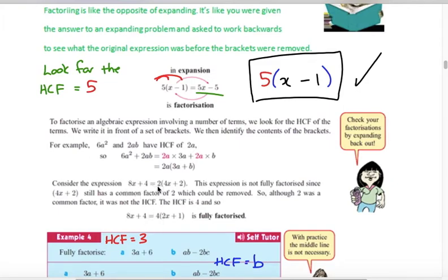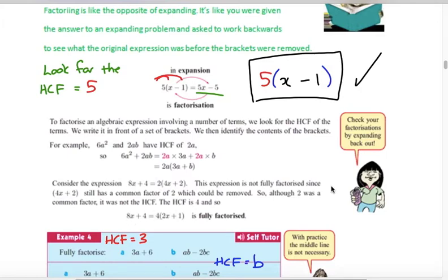So if you made this mistake and you thought 2 was the highest common factor, you would have had 4x plus 2 in the brackets, because that times that is 8x, that times that is 4. But notice that 4x plus 2 could have been factorized further. It's not been fully factorized yet, the whole expression, because 4x and 2 have a common factor of 2. So another 2 would come out and generate 4.